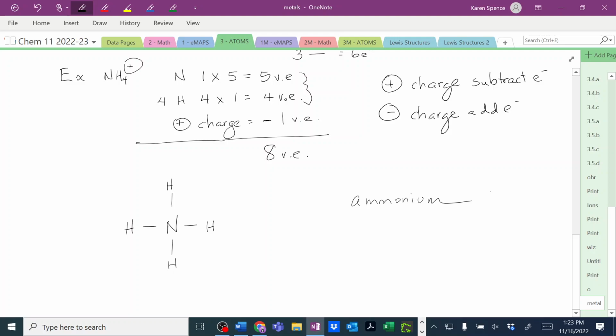Ammonium. Now, there's lots of negative ones. There's only 2 positive ones. Now we count and check. How many electrons do we have in this structure? 2, 4, 6, 8. Is good?